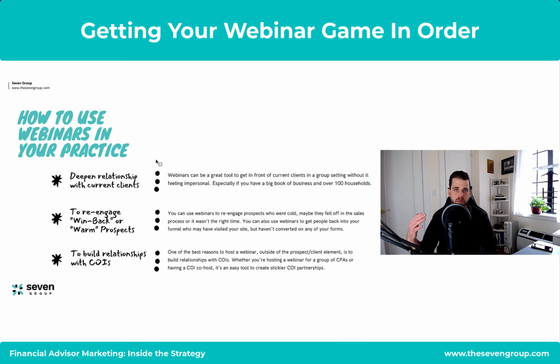Especially if you have a big book. So if you have a book of 100 people, obviously getting in front of them on a regular basis outside of your quarterly meeting or your meeting every 6 months is tough. So webinars can be a great tool to educate them, stay in front of people, stay top of mind, etc. They can be a great tool to re-engage people who fell off in the process. So we view these as win-back campaigns or to engage warm prospects.